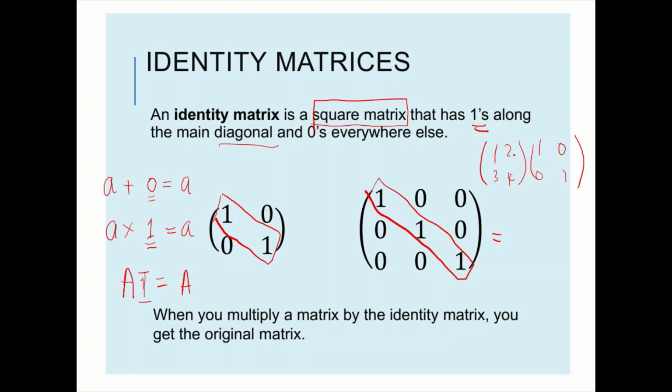We are going to start with the first row and multiply the first column. 1 times 1, which is 1, plus 2 times 0 is 0. Now move to the second column. 1 times 0, 0, plus 2 times 1, which is 2. Now move to the second row. 3 times 1 is 3, plus 4 times 0, which is 0. And the second column, 3 times 0, which is 0, plus 4 times 1, which is 4. Therefore, we get 1, 2, 3, 4, the original matrix again. Therefore, all these matrices are called identity matrix.